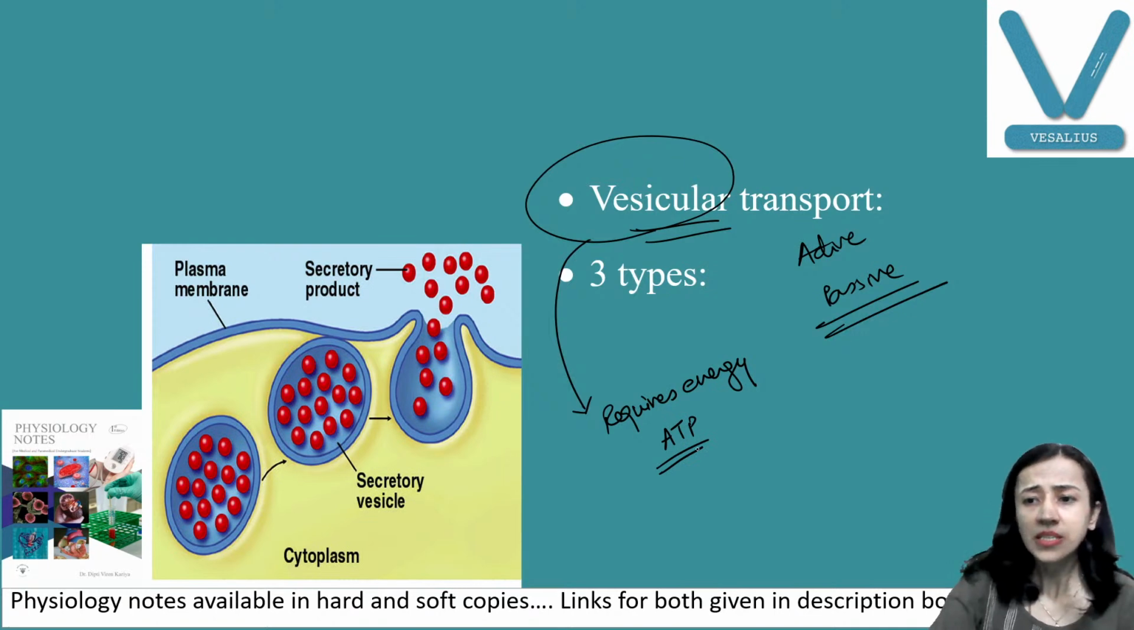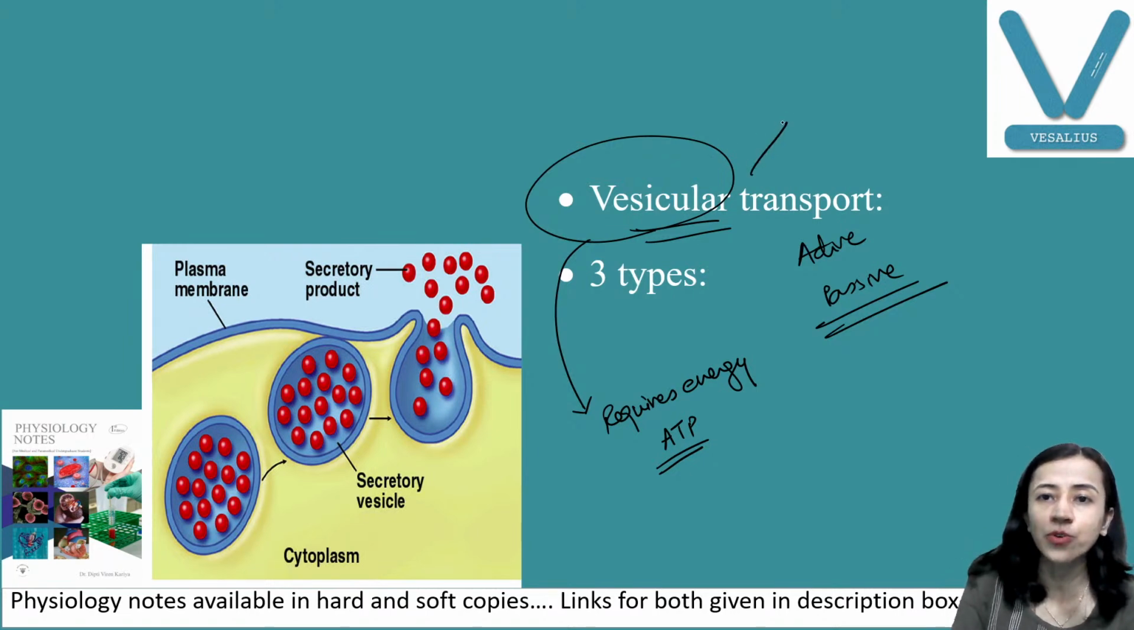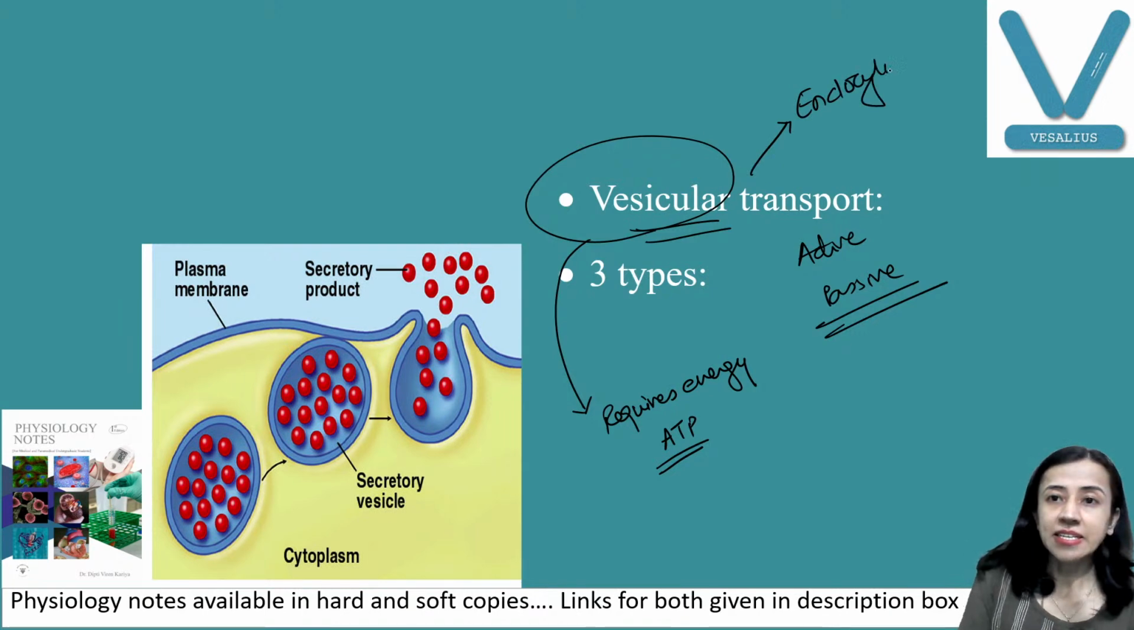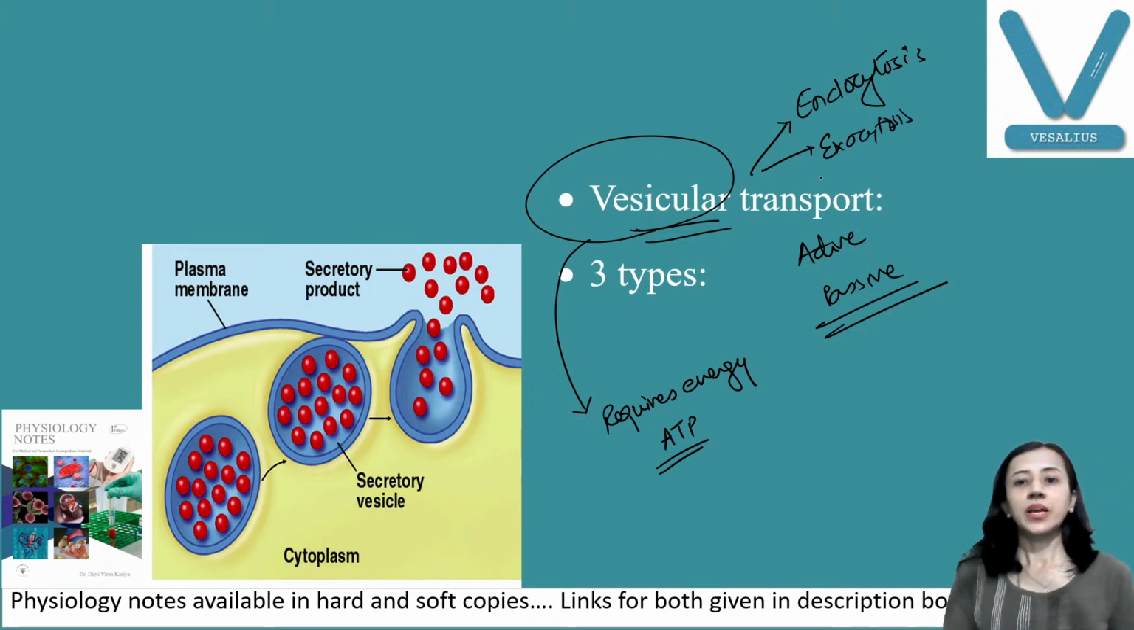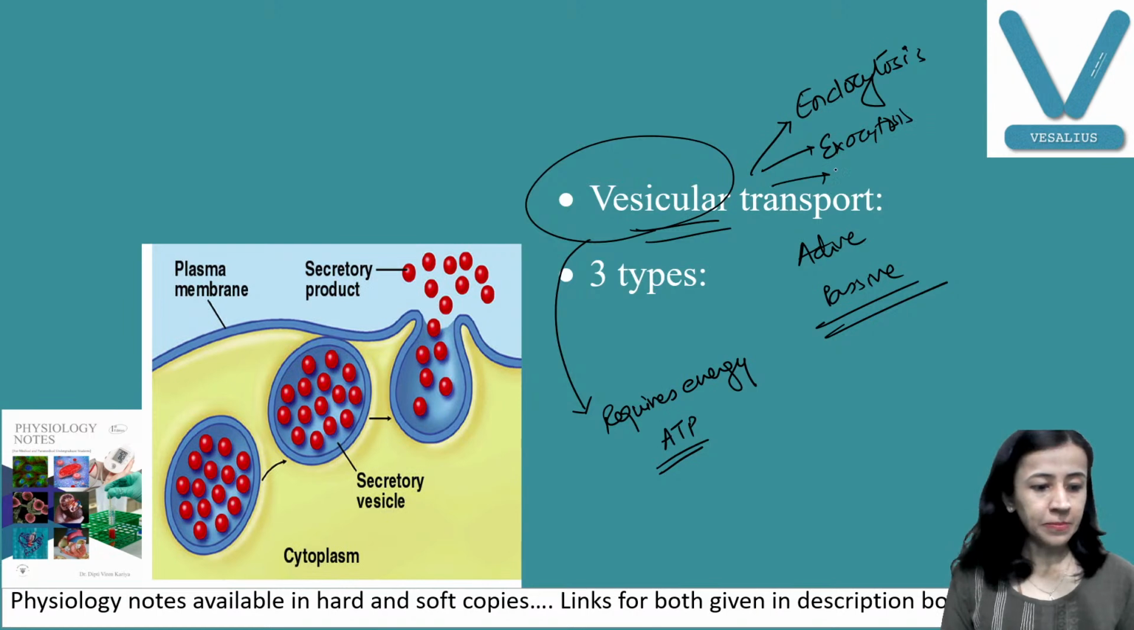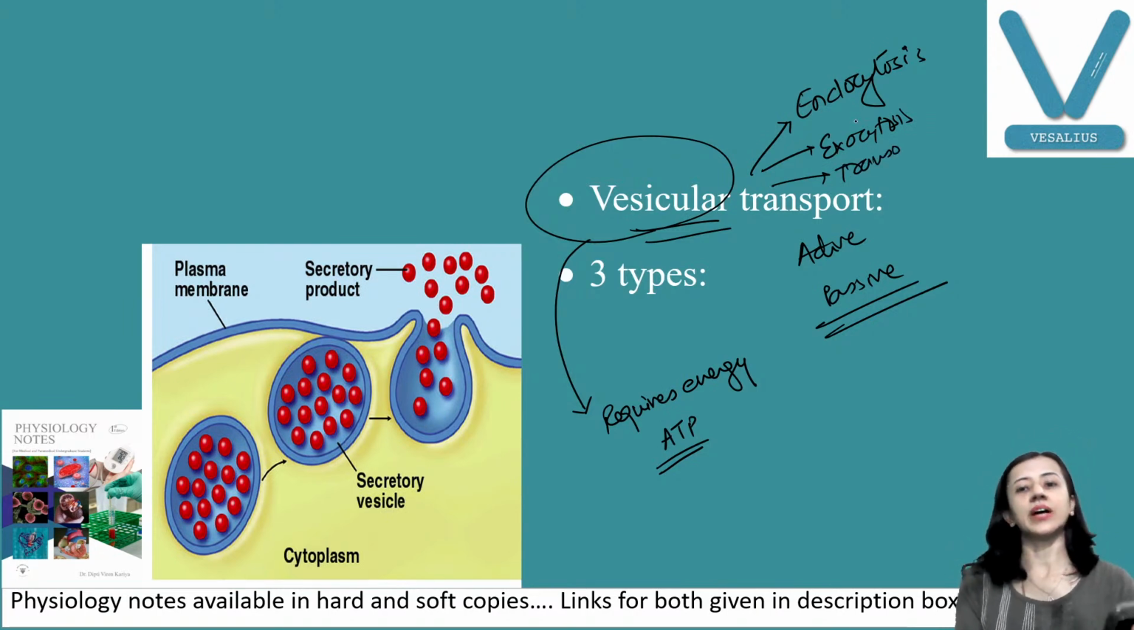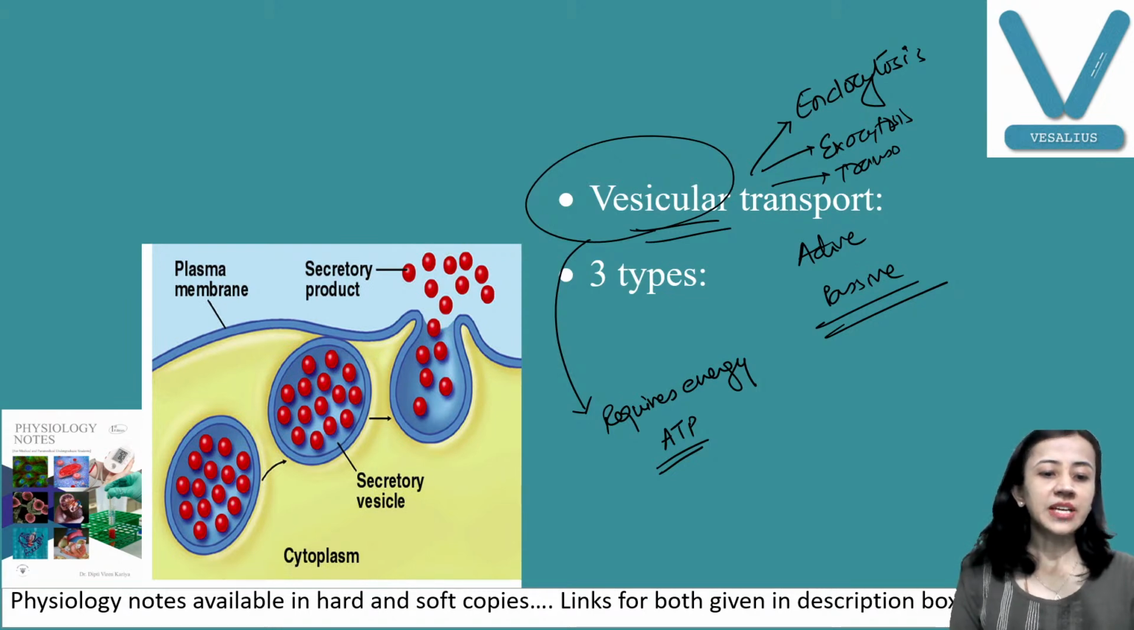Now, the different types of vesicular transport. There are three types: one is endocytosis, second is exocytosis, and third is transcytosis. Endocytosis, exocytosis, and transcytosis, three types of vesicular transport that we will discuss.